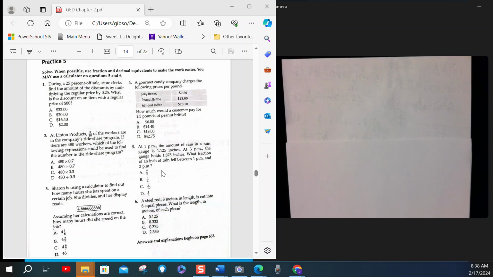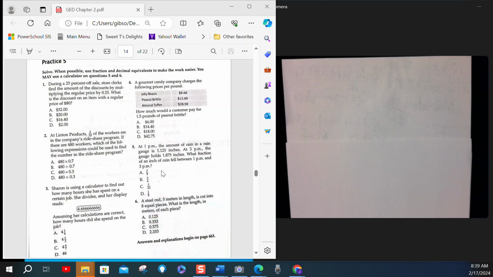Okay, so it says practice 5. Solve, when possible, use fraction and decimal equivalents to make the work easier. You may use a calculator in questions 5 and 6. So we will be using the calculator only for questions 5 and 6. Okay, so now it says number 1.